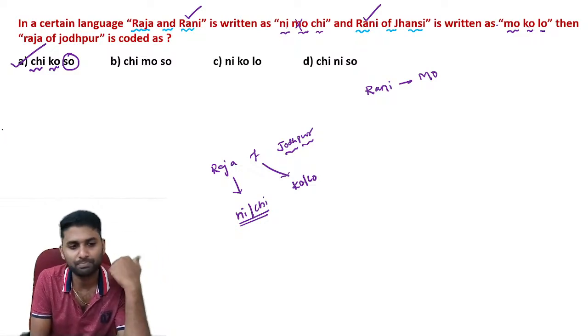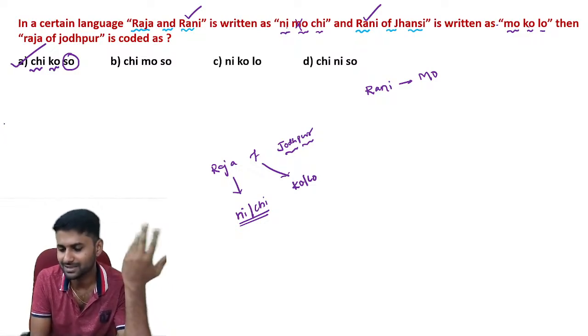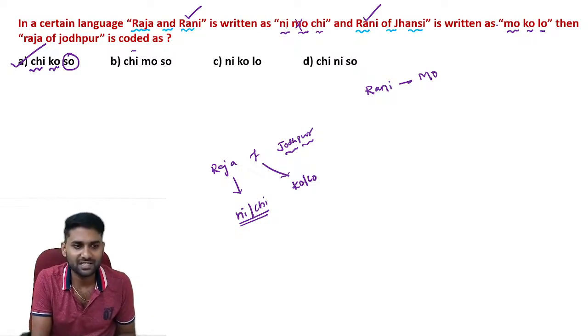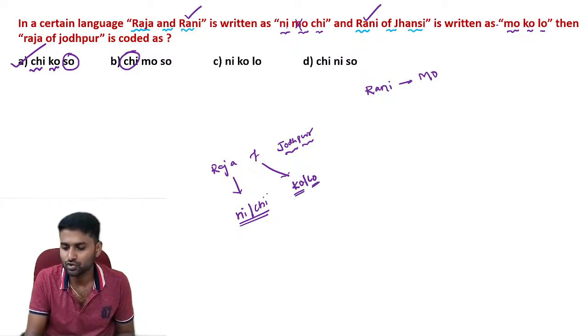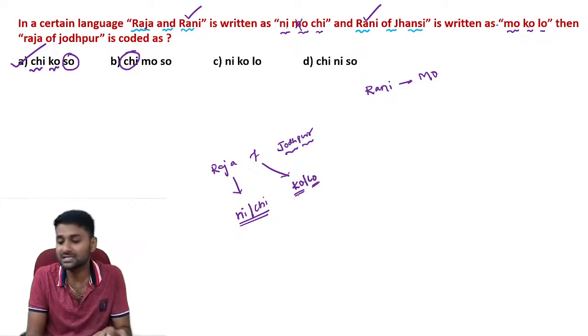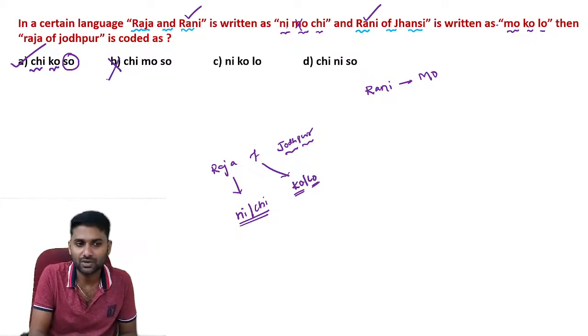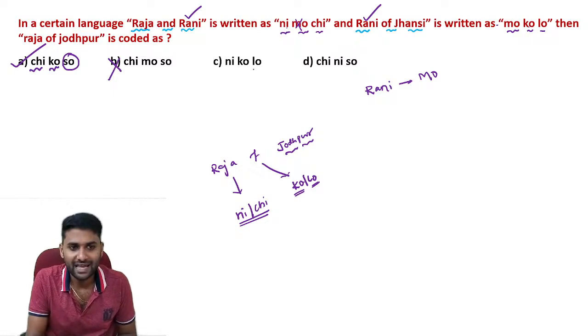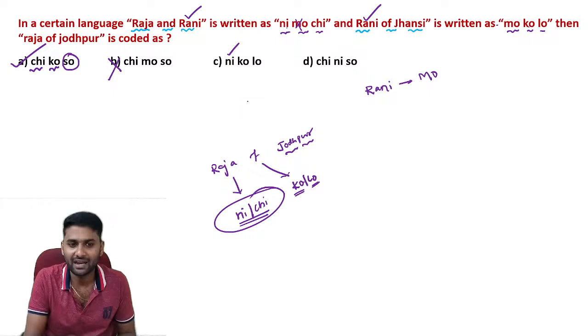But let me tell you why B is not right and C is not considered. Now let me check here. Yes, we have a CHI. So we have to identify in the code language either KO or LO. One of those must be present in the option, but that is not there, right? So you can eliminate B. Next, NIKO. Guys, we require either NI or CHI. Yes, we have a NI. You can see KO. But if you observe, LO represents either Of or Jhansi. That's why C is not an option.